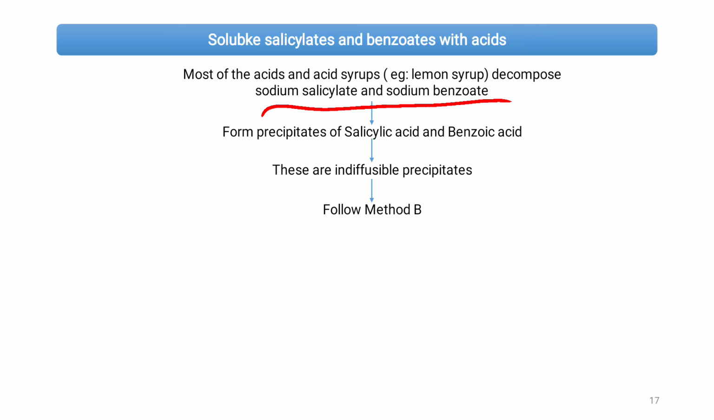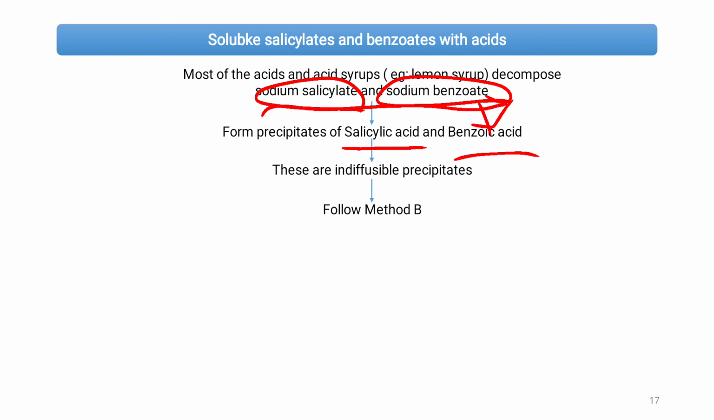Most acids and acid syrups decompose sodium salicylate and sodium benzoate. While we are mixing the acids or acid syrups along with sodium salicylate or sodium benzoate, a decomposition reaction occurs. By decomposition it will form precipitates. If the acid or acid syrup reacts with sodium salicylate, then salicylic acid will form. If the acid or acid syrup is mixed with sodium benzoate, then benzoic acid will form.